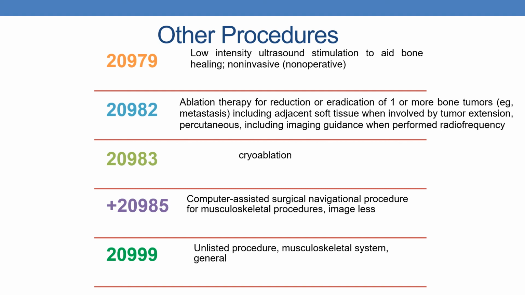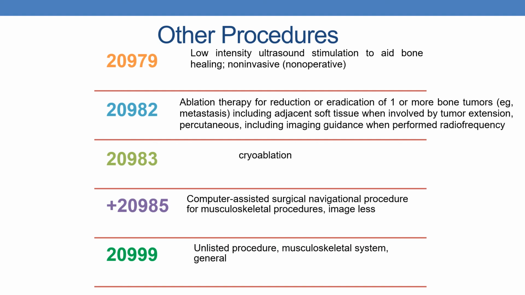The next is 20982, ablation therapy for reduction or eradication of one or more bone tumors, including adjacent soft tissue when involved by tumor extension, percutaneous, including imaging guidance when performed, by radiofrequency. The next CPT is 20983, ablation therapy for reduction or eradication of one or more bone tumors by cryoablation.